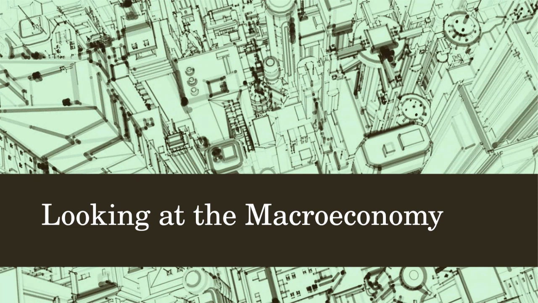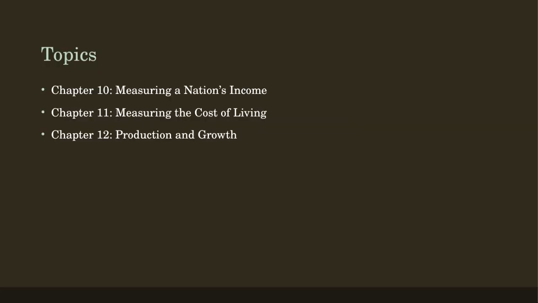What we're going to look at is how does a country, which includes a combination of markets, how does a country's economy look and how do we understand a country's economy? And to do that, what it really comes down to is how we measure it. And so in this section, we're going to look at the three different ways that we measure and consider and evaluate a country's economy. And so in chapter 10, we're going to be looking at measuring a nation's income. And this is going to be how we approach evaluating the wealth a country generates in a given year.